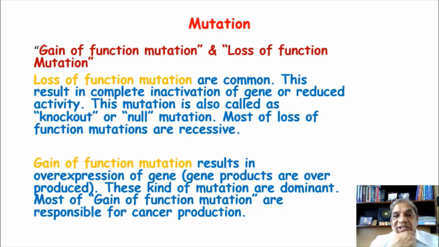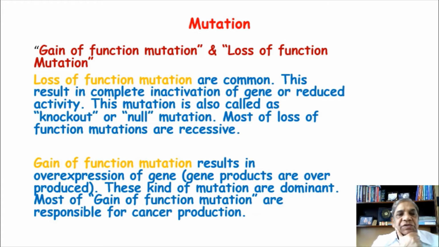We will see an example later on. This mutation is also called the knockout or the null mutation. That is the reason why: because loss of function is there, it is called the knockout or the null mutation. Most of the loss of function mutations are recessive, which you should also keep in mind, that they are recessive in nature.